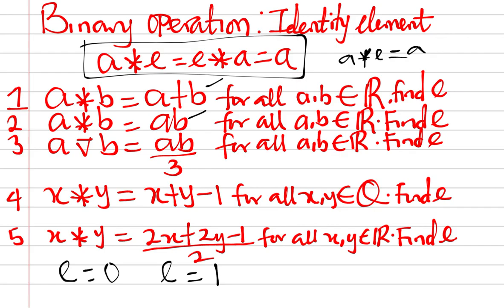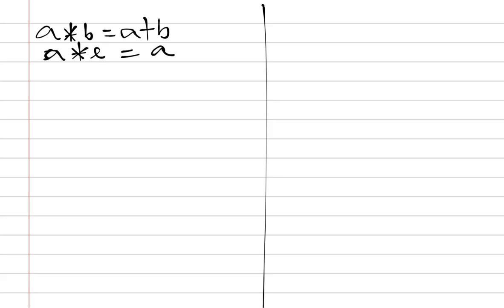So let's do that. We have the first question that says A star B equals A plus B. Our formula is A star E equal to A. So from our question, you have to do your A star E first.